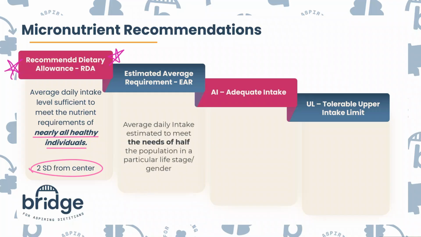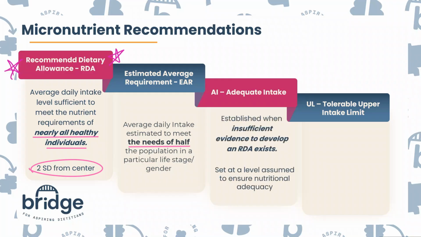It's the intake that meets the needs of only half of the healthy population. EAR is used more often in research and policy to assess nutrient adequacy across groups. The adequate intake, or AI, is used when there is not enough evidence to establish an RDA. It's based on what healthy people typically eat, and it's considered a safe estimate. AI is like an informed guess.